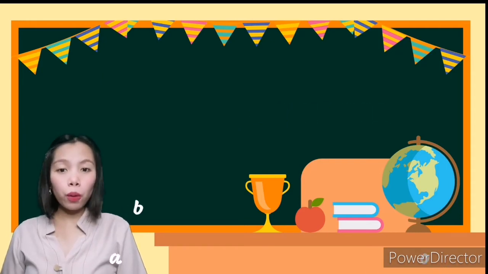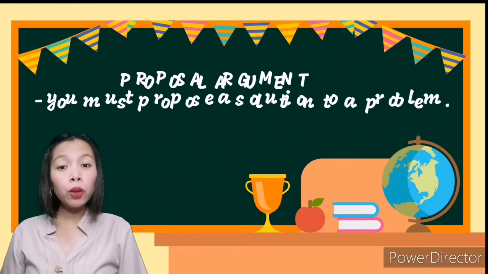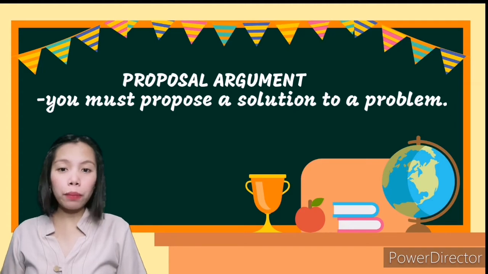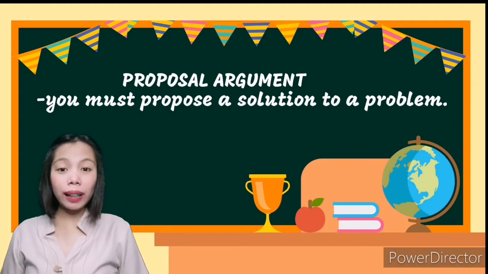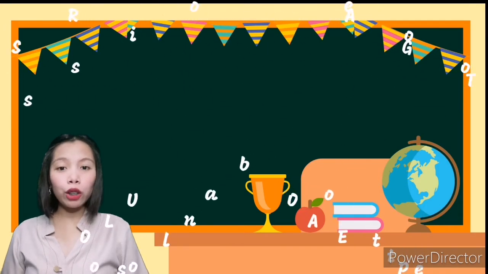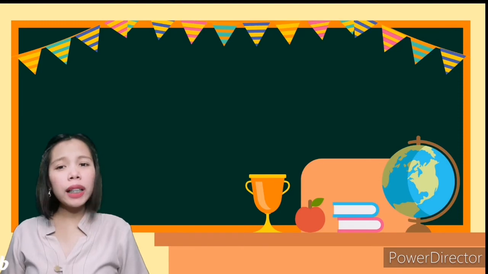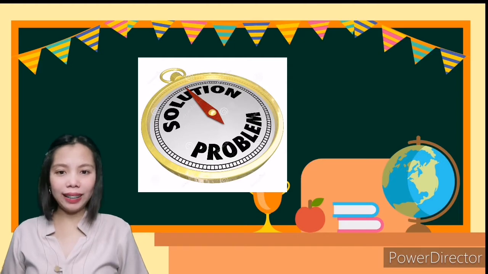Next, proposal argument. In this type of argument, you must propose a solution to a problem. First, you must establish a clear problem and then propose a specific solution to that problem. For example, you might argue for a proposal that would increase retention rates at your college.